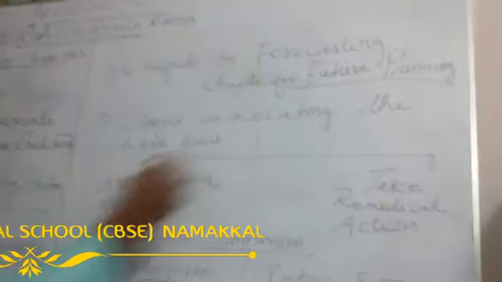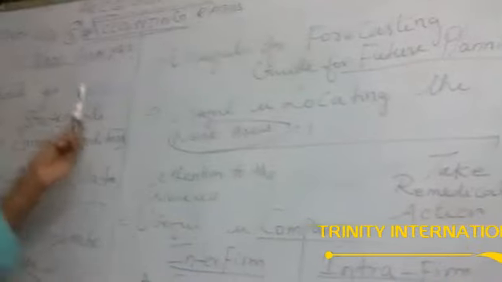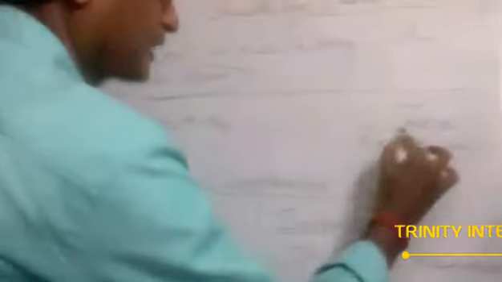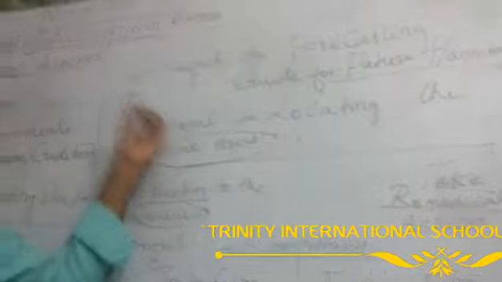Then it is useful in locating weak areas. Okay, we can easily locate weak areas based upon the accounting ratio. So where we are very weak, we can pay attention to that weak part. Then accordingly we can take remedial action based upon the weakness. We have to take action. Okay, that's really helpful in accounting ratio.